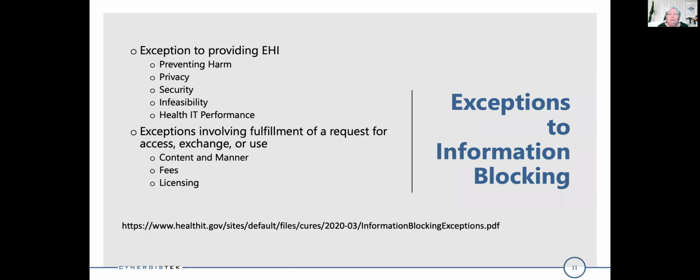There are 8 exceptions to the information blocking rule. 5 of the exceptions really tie to instances where you don't have to share the data if you fit the exception. And 3 of the exceptions really tie to the way in which you share the data.